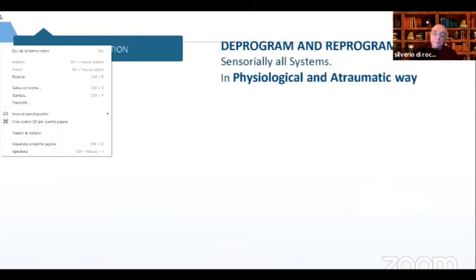The action of M.P.R. is very simple and very logical. If we know we have aggression to our body, we have to take it out. And that's why we say we deprogram and reprogram sensorially all systems in a physiological and atraumatic way. Rebalance the whole body.